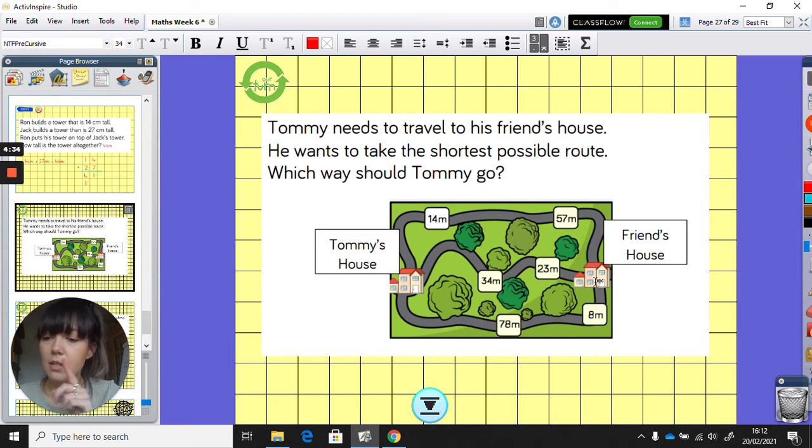Now, the only way to find out the shortest route is to add up the different amounts. Okay, so we've got 14 metres, add 57 metres, those 2, or those 2. See if you can work out the answer. Pause the video here and then we'll go through it together.